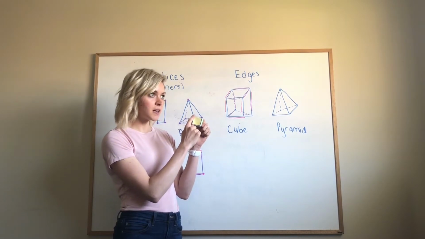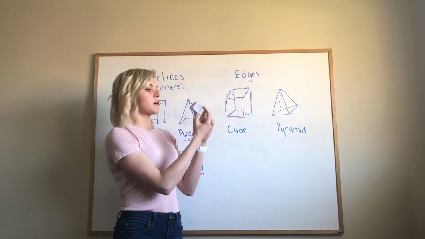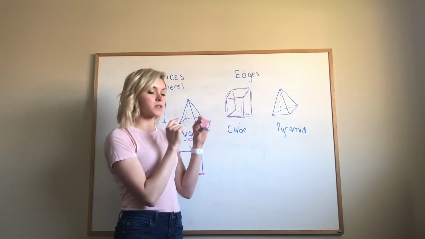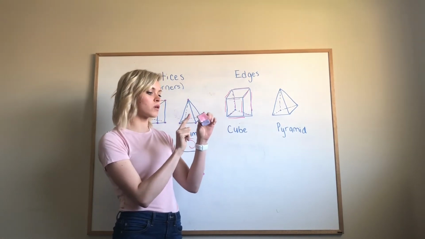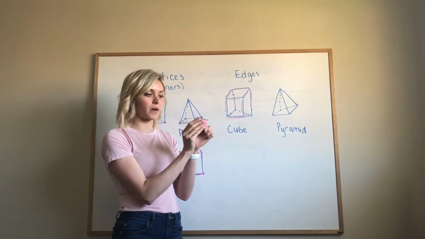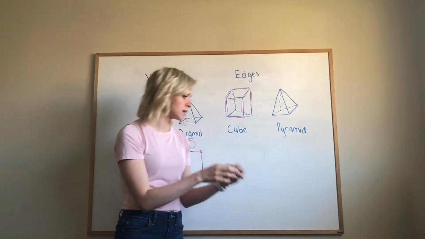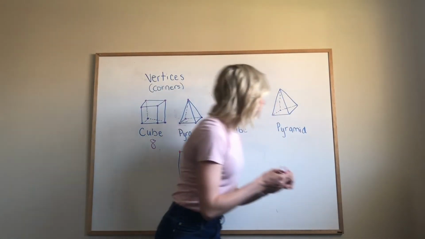All right? Then we can count the back square. 1, 2, 3, 4. So that's 8. Then we count all of the edges that connect the two squares. So 1, 2, 3, 4. Now we can go back here.